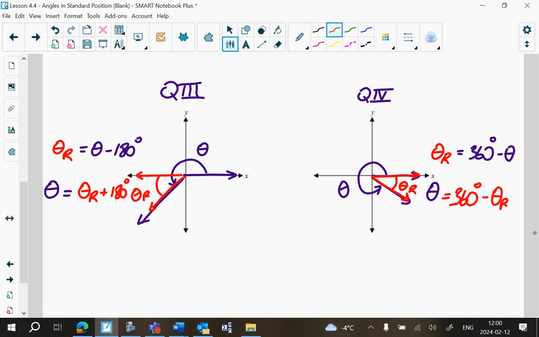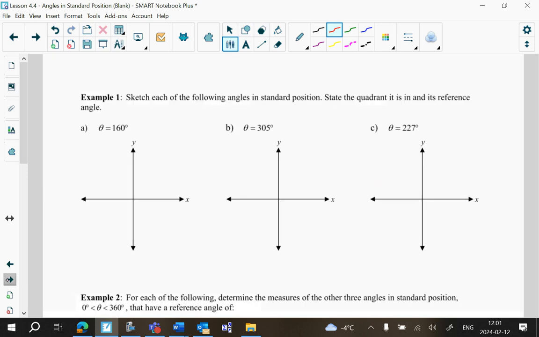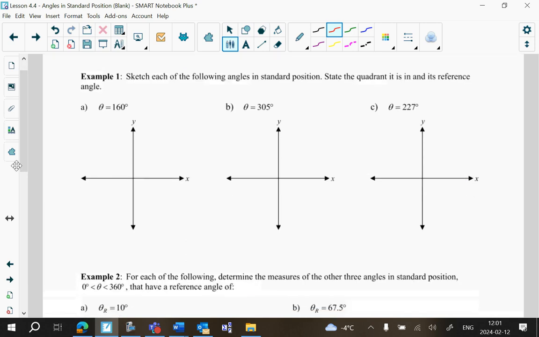Okay, so let's look at example 1 and example 3. I'm not going to do example 2, so you can cross that one out. Example 1 and 3 are good examples.